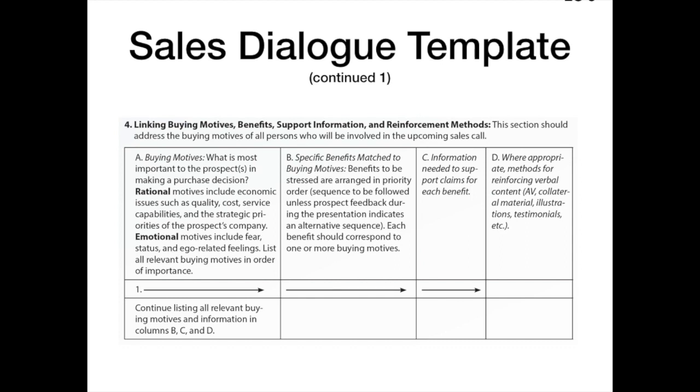And then in part C here, what information do you have to support your claims for those benefits? And do you have any methods for reinforcing what you've just said? This could be where you use your sales aids or collateral material or testimonials from other customers.